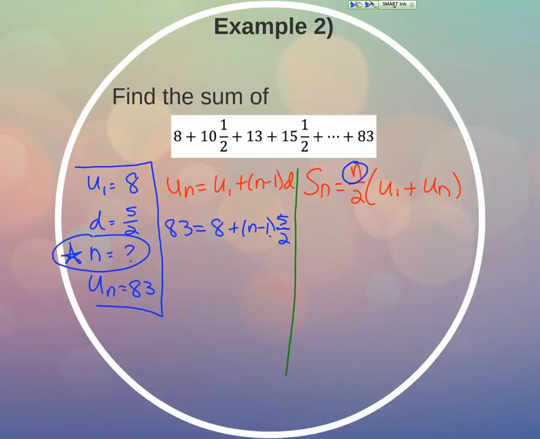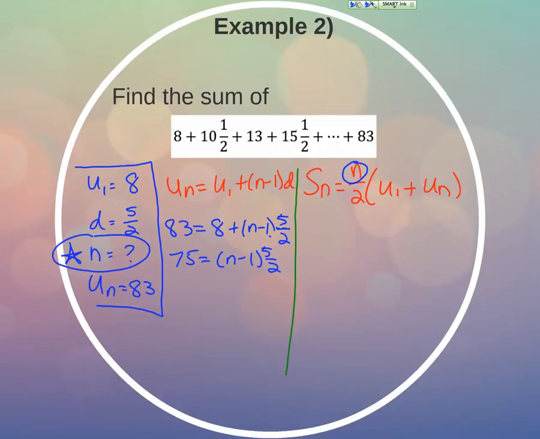You guys have done this before. We did this in section C. Make sure you use your solving equation skills to figure out what n is. If I subtract 8 right away, I've got 75 equals n minus 1 times 5 halves. You can distribute your 5 halves. Does anyone have a different idea? If you don't, we can just distribute.